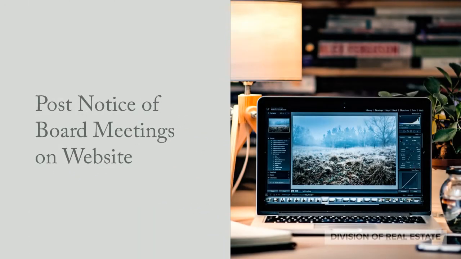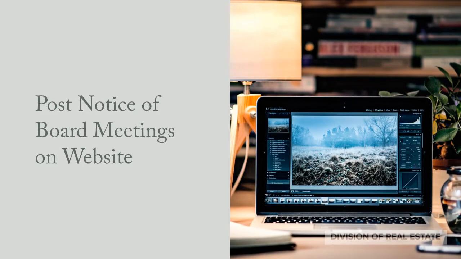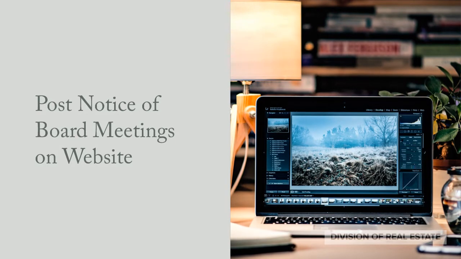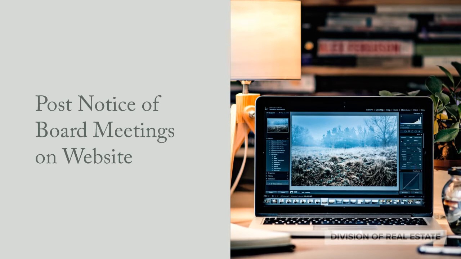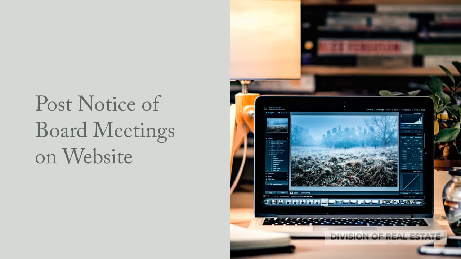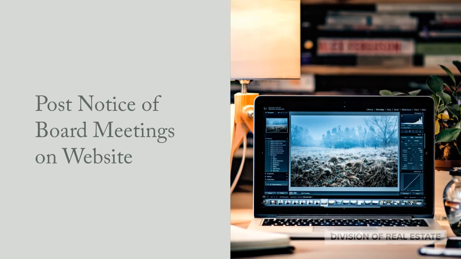An association is encouraged to provide all notices and agendas required by the Kiowa Law in electronic form, for instance by posting it on a website, in addition to the printed form. If such electronic means are available, the association shall provide notice of all regular and special meetings of the board by electronic mail to all those owners who so requested and provide the association with their email address.